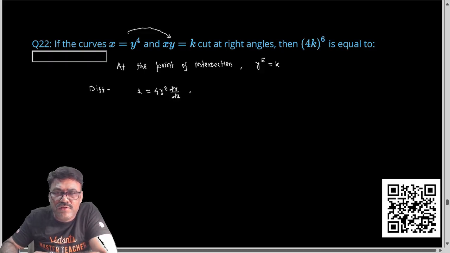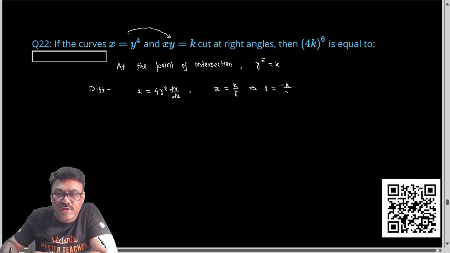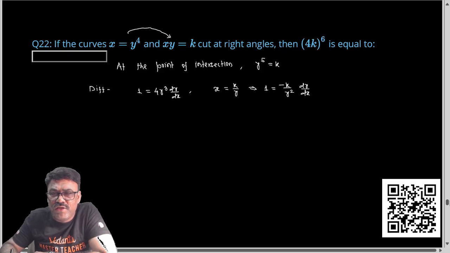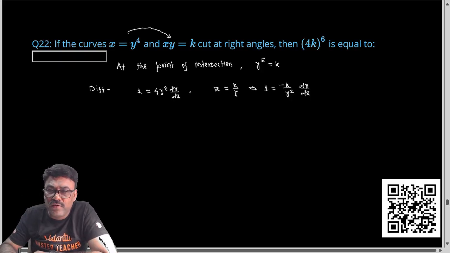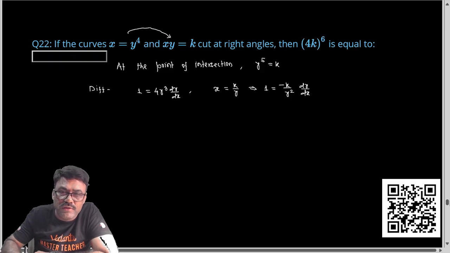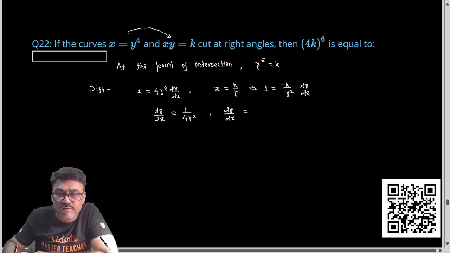And differentiate the second one, I can write x is equal to k by y. So if I differentiate it, I will get 1 is equal to minus k by y square dy by dx. What I'm trying to do here, since y raised to 5 is k, is to get dy by dx in terms of y only. I'm just eliminating x. So from the first equation, dy by dx is 1 by 4y cube. And from the second equation, dy by dx is minus y square by k.